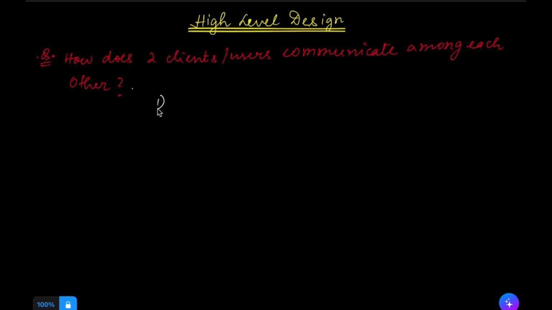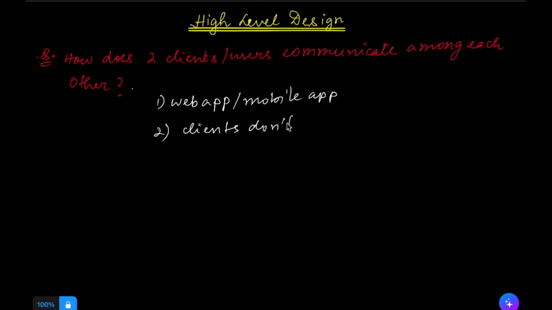So one important point is that we have clients. Clients are basically a web app or mobile app, and they don't communicate directly. This is because of security, scalability and reliability issues. Instead, we use a server in between to establish the connection between two clients or two users to send and receive messages. So they don't communicate directly.